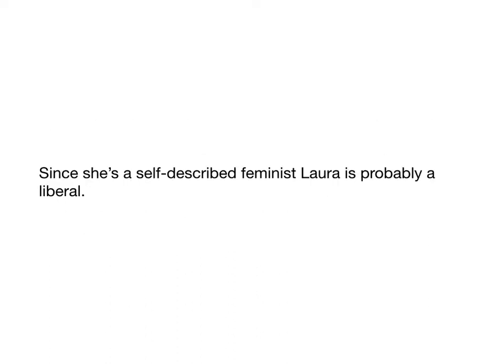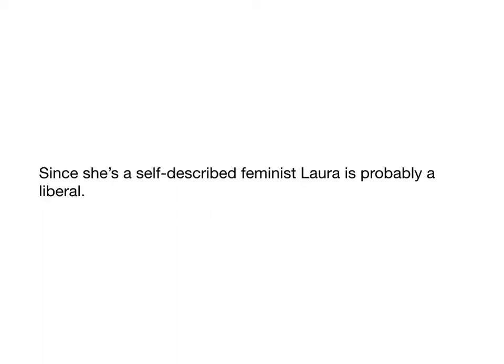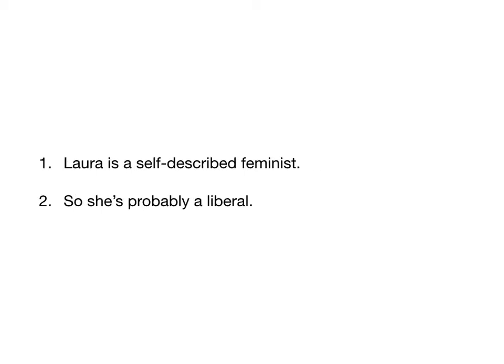Here's a simpler one. Since she's a self-described feminist, Laura is probably a liberal. Laura is a self-described feminist, so she's probably a liberal. We look at our conclusion: she's probably a liberal. Look at our premises, there's only one. Put this in standard form: she's a self-described feminist, so she's probably a liberal.